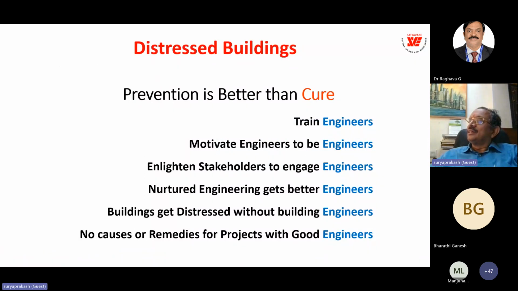So finally, for structures, prevention is better than cure. So we have to train engineers, motivate engineers to be engineers, and enlighten stakeholders to engage engineers. Nurtured engineering gets better engineers. Buildings get distressed without building engineers. So there are no causes or remedies for projects with good engineers. So this is my conclusion. And repair, restoration, rehabilitation, and retrofitting we can do, by engaging good engineers.